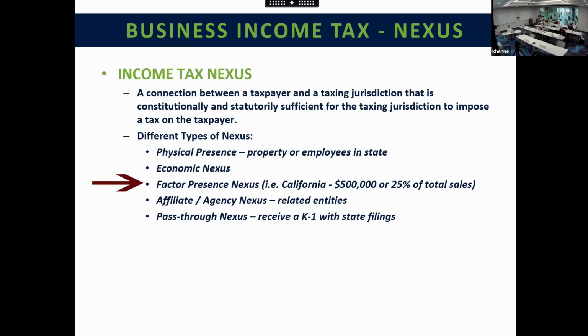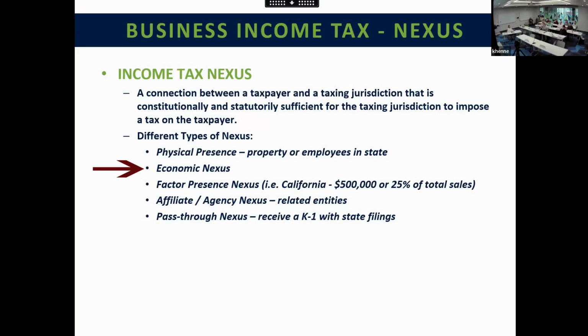So obviously the states don't like this, so they're starting to pass laws where if you're doing like 500K of sales in our state, you have to be filing a tax return and you have to be paying tax to us. So that's what factor presence nexus is. That's basically just the state's way of catching people who are doing sales activity in our state without actually having a physical employee or any property in the state. And that's a state-to-state decision. That's in their statutes where they say if businesses are doing this in our state, they need to file returns and pay tax in our state.